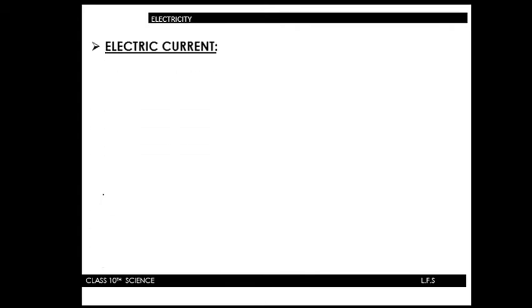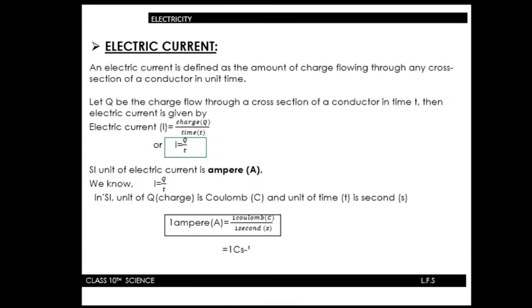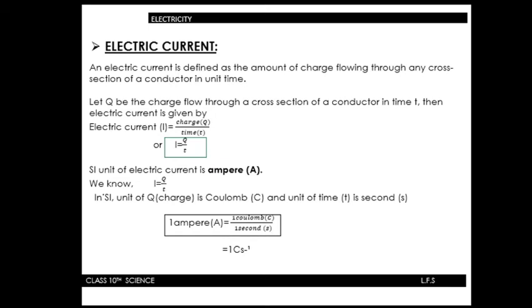After this we will be studying what is electric current. So what is electric current? An electric current is defined as the amount of charge flowing through any cross section of a conductor in unit time. So let us see, let Q be the charge flowing through a cross section of a conductor in time t, then the electric current is given by the formula electric current equals charge upon time. Electric current is indicated by I, charge is indicated by Q and time by t. So I equals Q upon t.